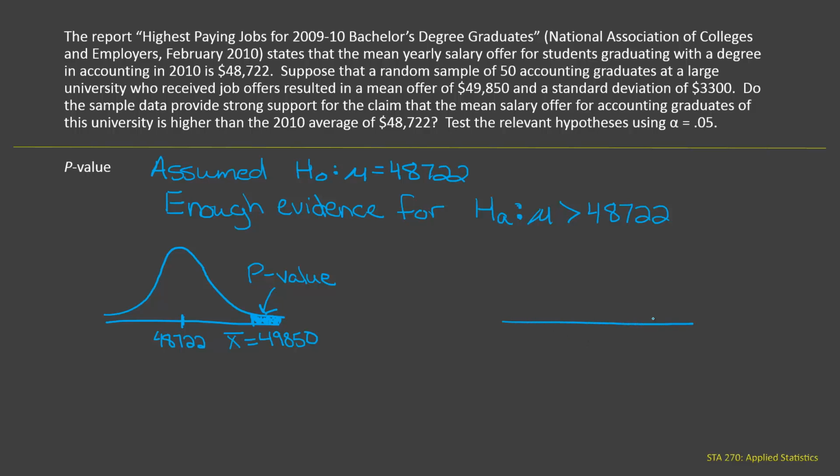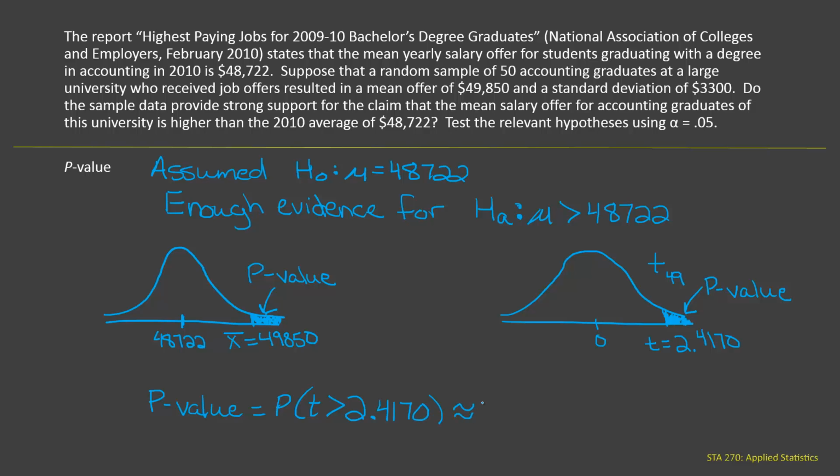Similarly, I can draw a diagram using the t-distribution, and this would be the t-distribution with 49 degrees of freedom, centered at 0. We got a test statistic out here of 2.4170. And the p-value is the probability of obtaining that test statistic or an even more extreme test statistic, assuming this null hypothesis right here. So this area out here is our p-value. Okay, so we need to find our p-value, which is equal to the probability that t is greater than 2.4170. We're going to use our table and get an approximation for that.